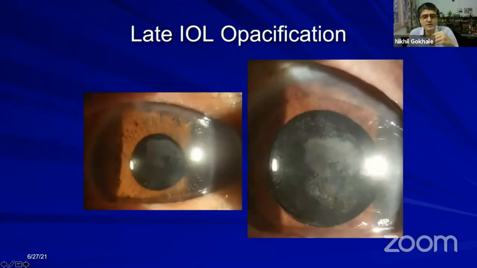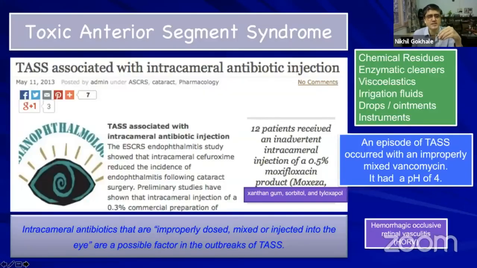One of the problems with injecting air and gas bubbles is that the hydrophilic lenses can opacify following these procedures, and can be a big problem afterwards, once they cause visual loss.